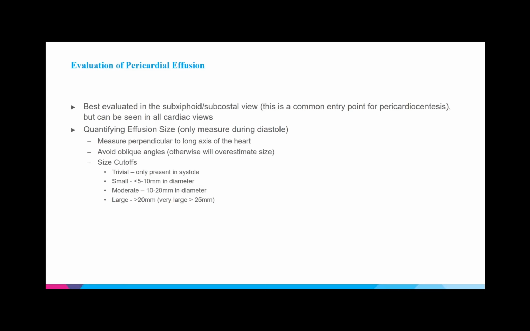Trivial would only be present in systole, and it might even be hard to find in the bedside scenario, whereas small pericardial effusions are going to be less than 5 to 10 millimeters. Moderate gets to 10 to 20 millimeters, and then large will be greater than 2 centimeters. In some areas of the literature, very large is greater than 2.5 centimeters, which you'll probably rarely see, but it does happen, especially in patients with chronic effusions.